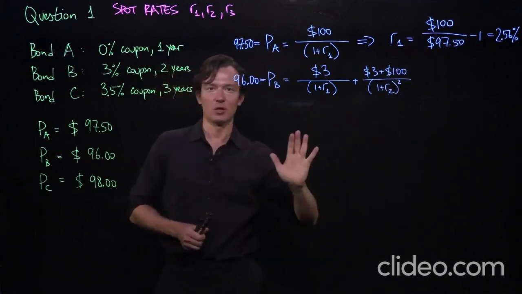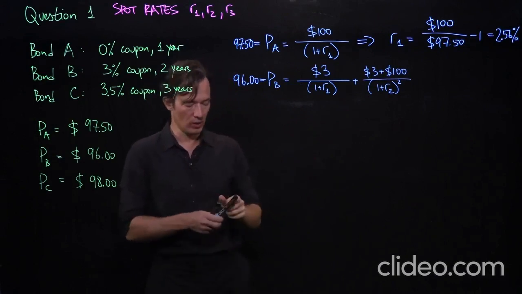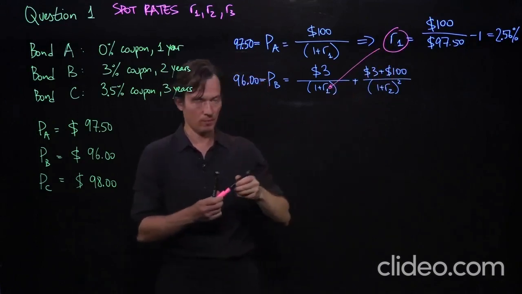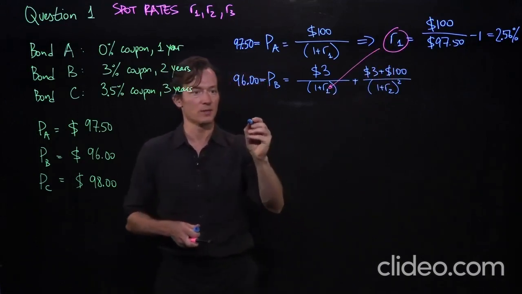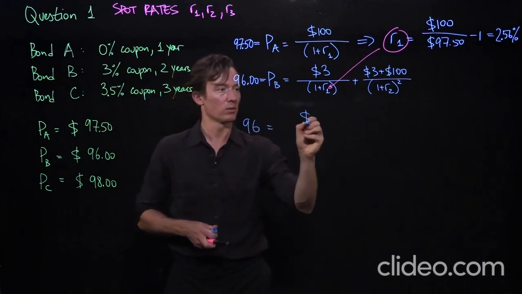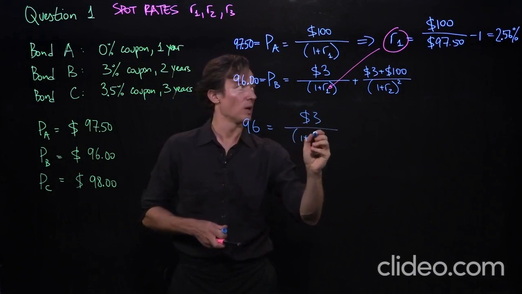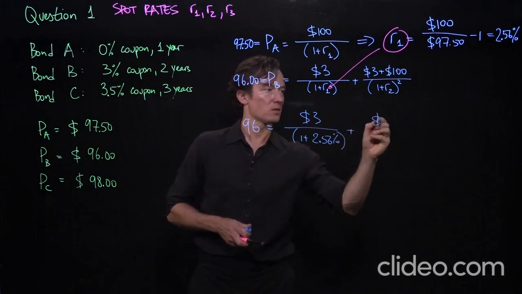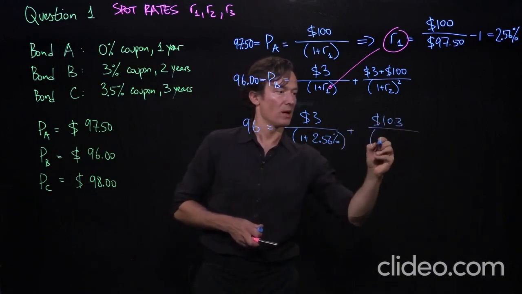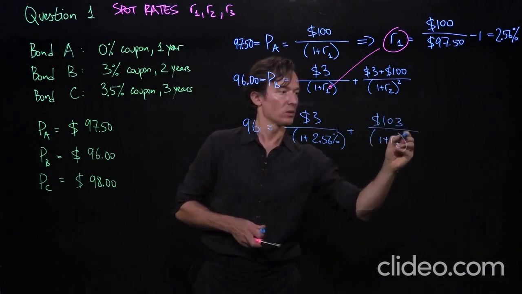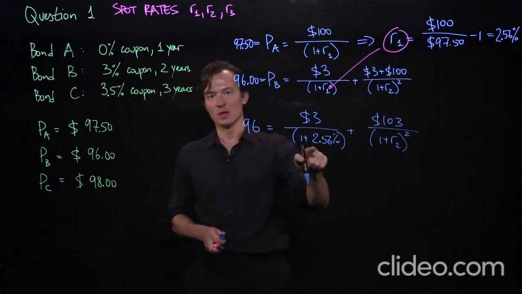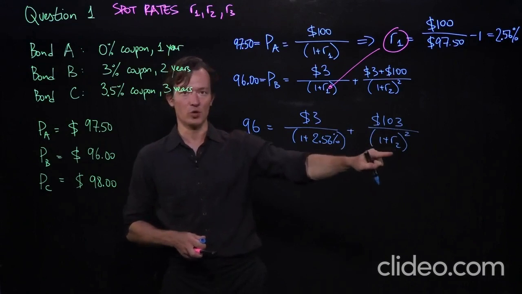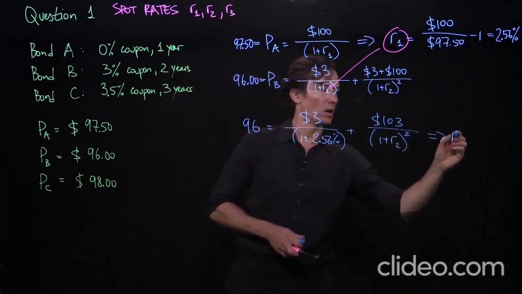I've erased the third equation here right now so that I have more space to work here. So what I will do here is that I will plug this into this equation. And I will get the following. So I'll get 96 equals $3 divided by 1 plus 2.56% plus 103 divided by 1 plus R2 raised to the power 2. This is a known number that we can compute. And so this just becomes an equation with one unknown, which I can solve for R2.